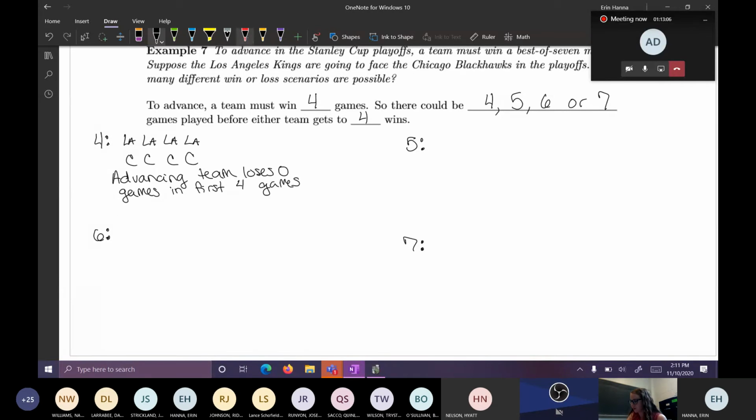And essentially, let me write this in a different color so it stands out. There's 2 ways to do that. Either the Los Angeles Kings win all of them or the Chicago Blackhawks win all of them. So there's 2 ways that we could have only 4 games before moving forward.